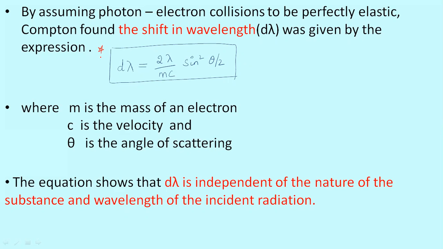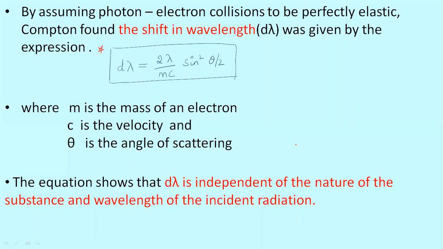That is, d lambda is equal to 2 lambda by mc sine square theta by 2, where lambda, as we already know, is the wavelength, m stands for the mass of an electron, c stands for the velocity of light, and theta stands for the angle of scattering, right? So this equation shows that d lambda is independent of the nature of the substance and the wavelength of the incident radiation. This statement you have to give at last based on the equation. So this is all about the Compton effect.